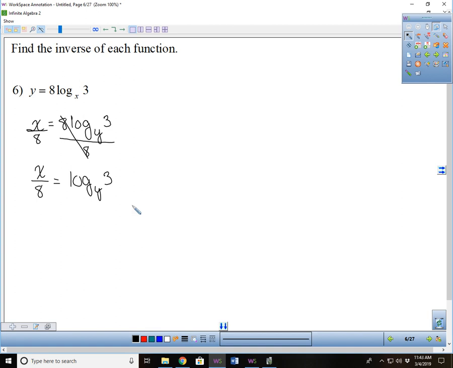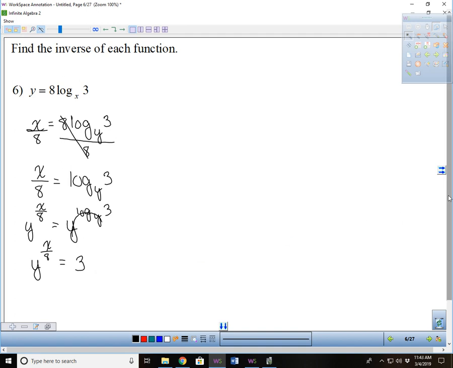So the only way to get rid of a log with a base of y is to take y and raise it to that side. So if I'm going to take y and raise it to the log with a base of y, I have to do that to both sides. So now I've got y to the x over 8 is equal to 3.